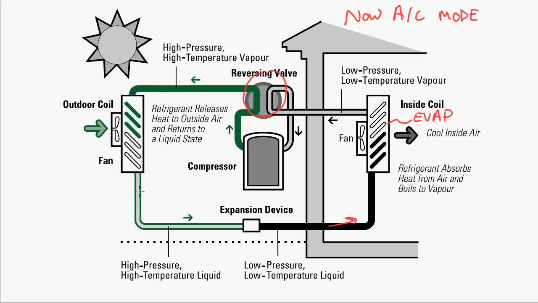So the evaporator's on the inside here, the flow's going in the opposite direction, and the condenser's on the outside of the building. So heat's being removed from the building in the air conditioning mode and rejected to outside.